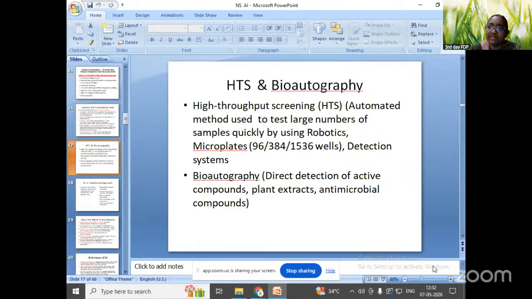So next one is the HTS and bioautography. HTS is an automated method used to test a large number of samples in a short period of time using robotics, microplates, or detection systems. Whereas bioautography is the direct detection of active compounds, plant extracts, and microbial compounds.